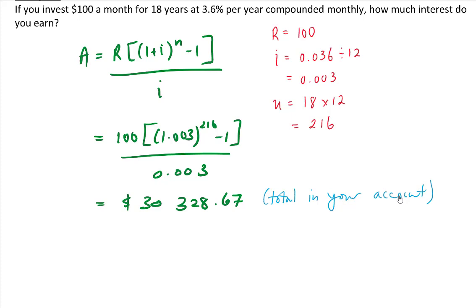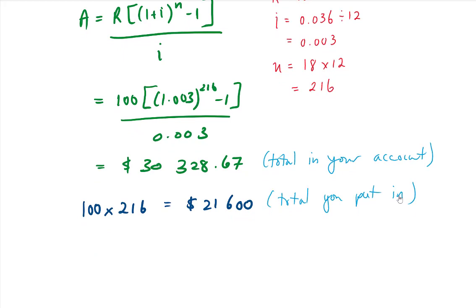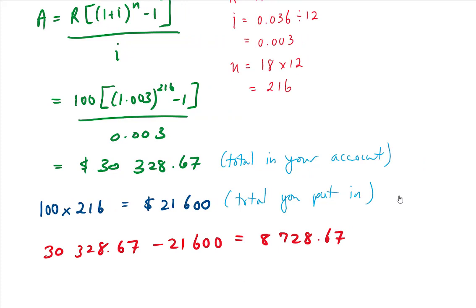Next, we know how much did we put into the bank. So that's just going to be the $100 times 216. That means we put in $21,600 total. And therefore, the difference of these two, so if we take the 30,328.67 and minus from the 21,600, this will give us how much we made. So in this case, we made $8,728.67. Notice we put it in for a longer time, so we made more money in terms of interest. So this is the interest, or the total earned. So just by putting in $100 away for 18 years and letting it sit, you made approximately $9,000.